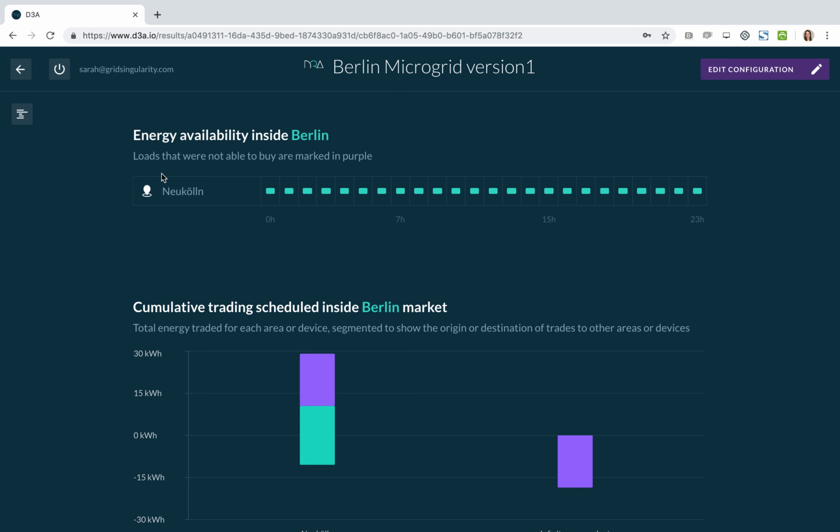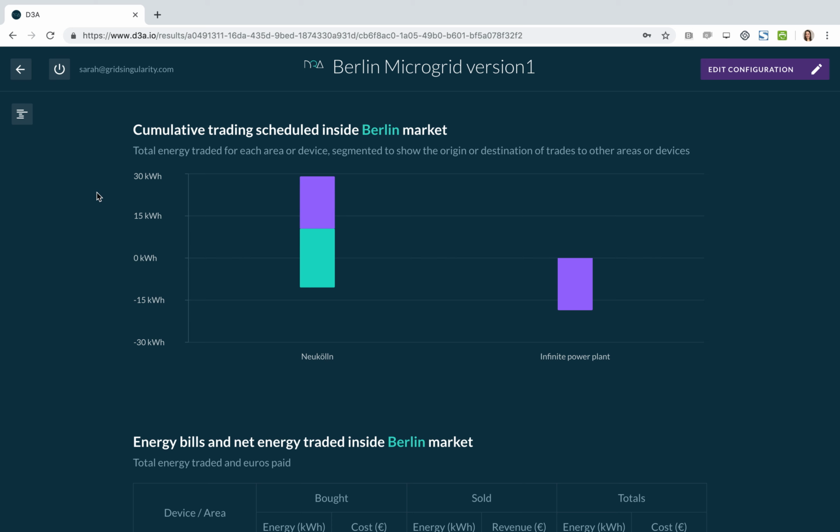This type of graph is really useful for energy access use cases, where you have an isolated microgrid that's not connected to the main grid. In that case, you might have a limited energy supply, and you would have loads that were not able to buy power, and that would be something you would look at. But in our case, we had an infinite power plant, so there wasn't any case where power wasn't available.